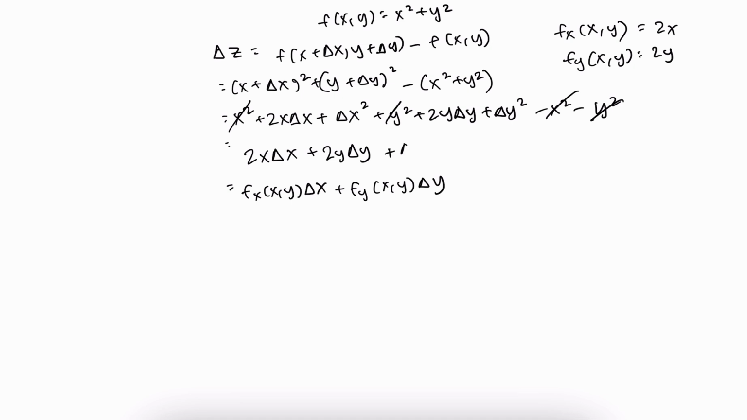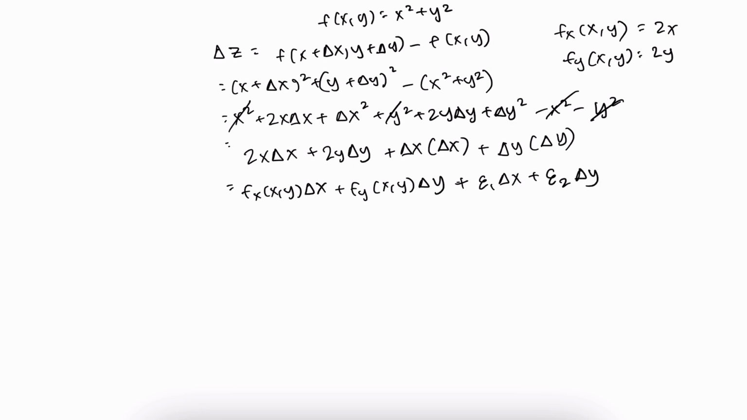Just for simplicity, I'm going to write it like this to make epsilon 1 and epsilon 2 more obvious. They're the same thing. As I said, delta x would be epsilon 1, while delta y would be epsilon 2. So we can do it like this.